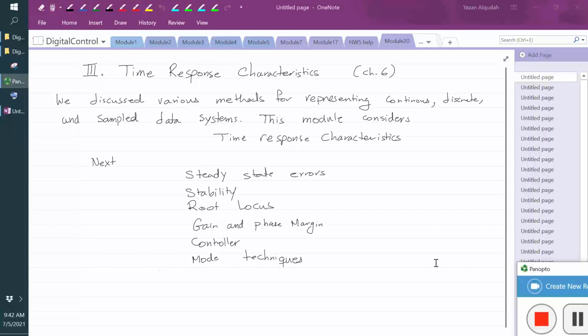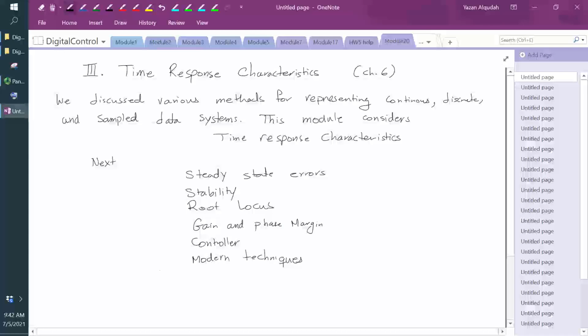Now, just to know where we are in the class, we're going to be looking at the steady state errors next. Then we're going to look at the stability. We're going to look at root locus. We're going to look at gain and phase margin. We're going to look at controllers. And we're going to look at modern techniques in the control systems.